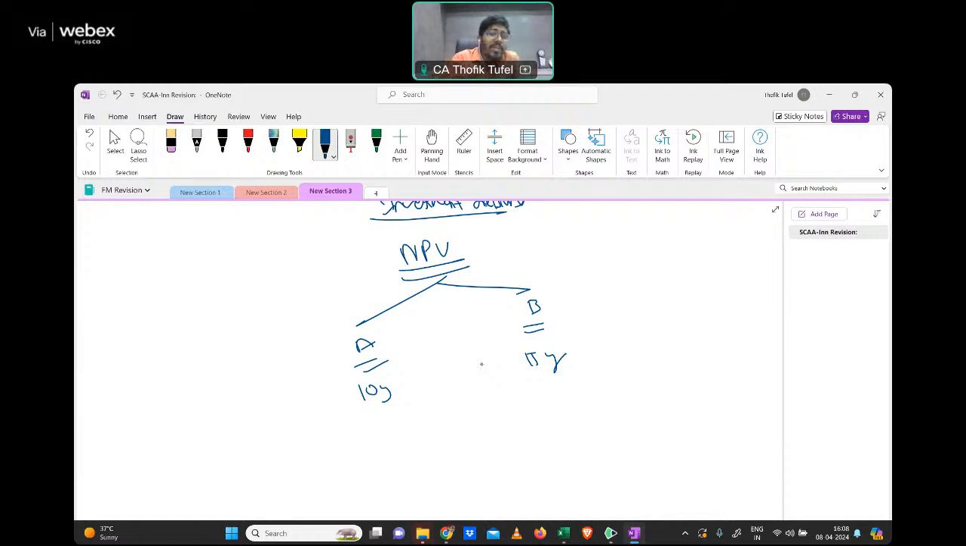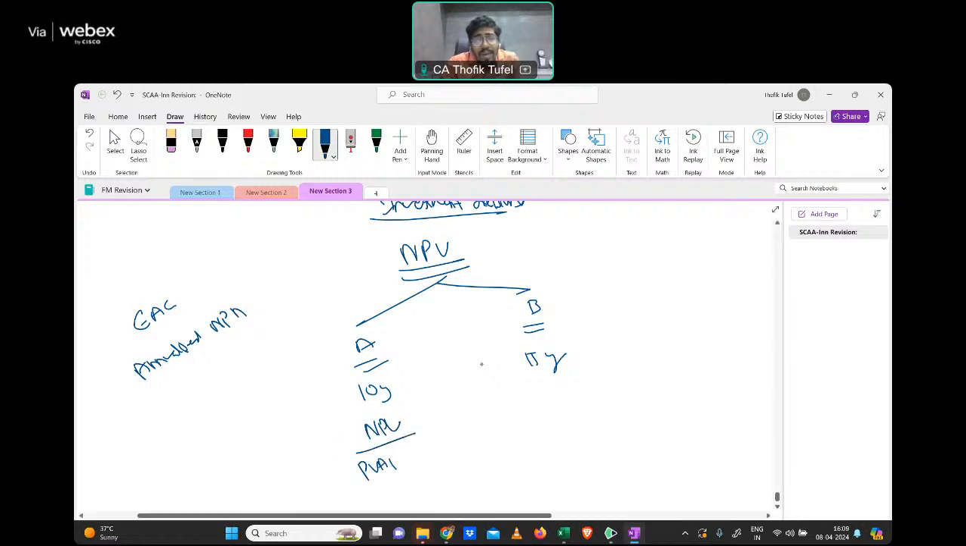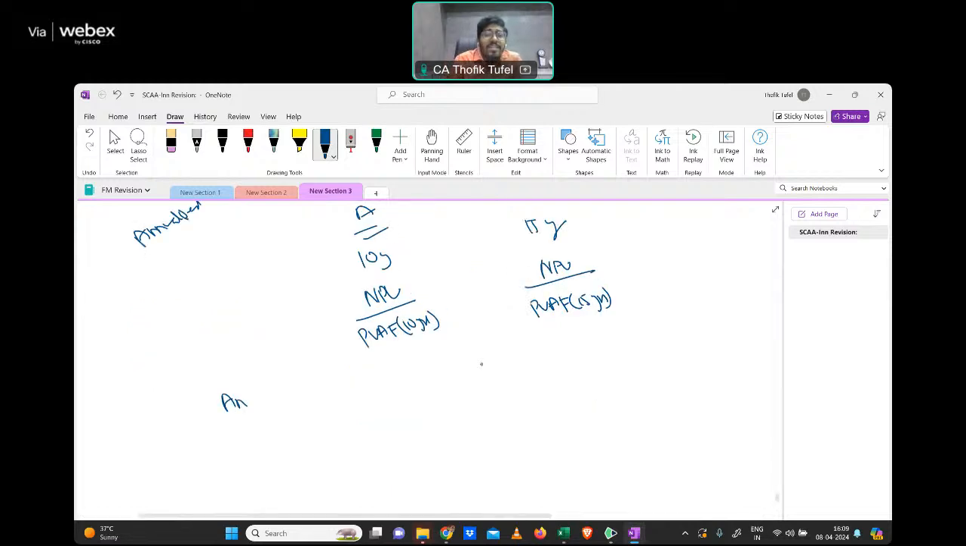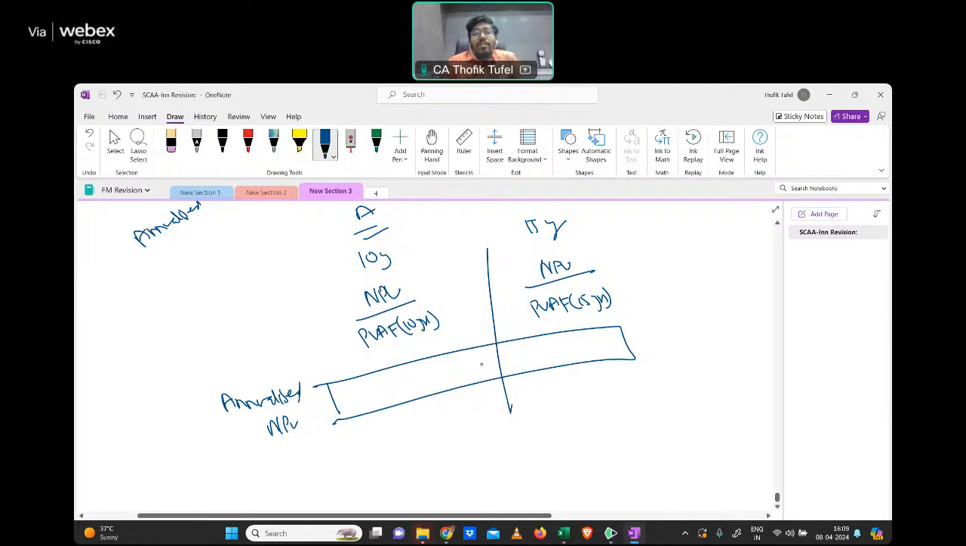Then what should you do? You have to find something called EAC, equivalent annualized NPV. So you have to find out the annualized NPV. What is annualized NPV? You can't just divide NPV by 10, because if you divide by 10 you are not using the time value of money. You have to do NPV divided by the present value annuity factor for 10 years, and here NPV divided by the present value annuity factor for 15 years. You will get something called annualized NPV, and this annualized NPV you can compare between both.